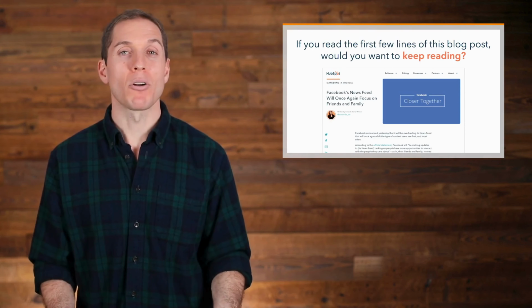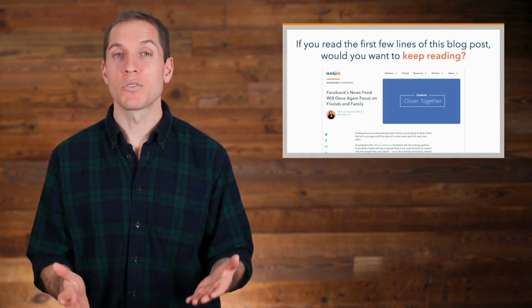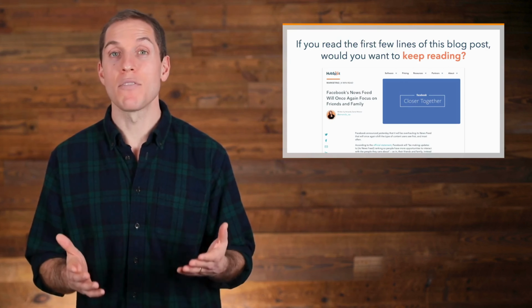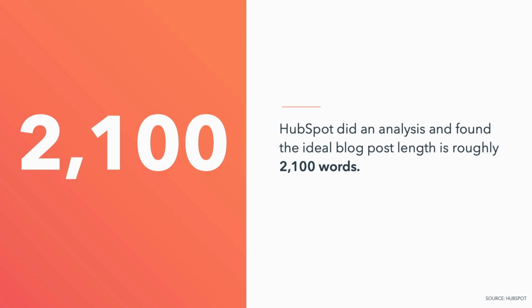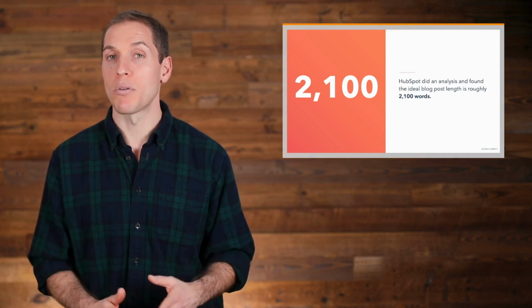And what about the rest of your blog post? The body of your blog post is where your readers will undoubtedly derive the most value. HubSpot did an analysis and found the ideal blog post length is roughly 2,100 words. But that will vary depending on your topic. Always solve for the reader first. Make sure you cover your topic in full and have met the expectations that your blog title promised.